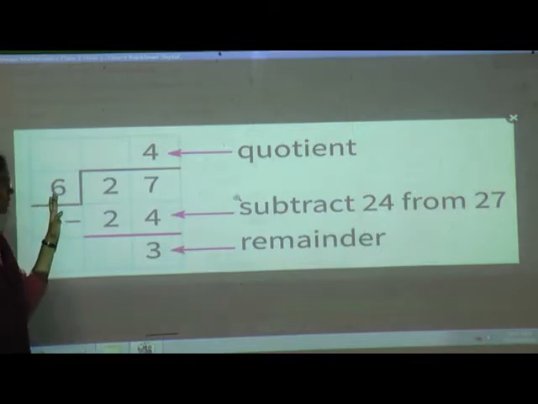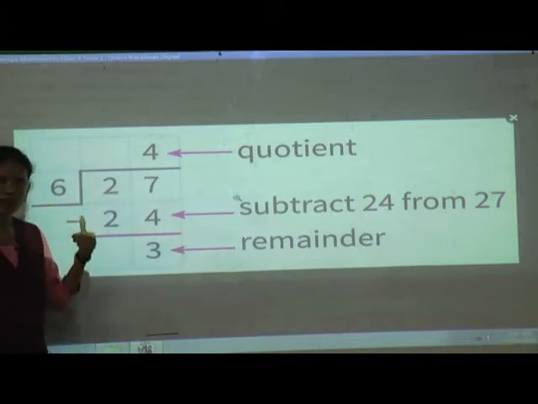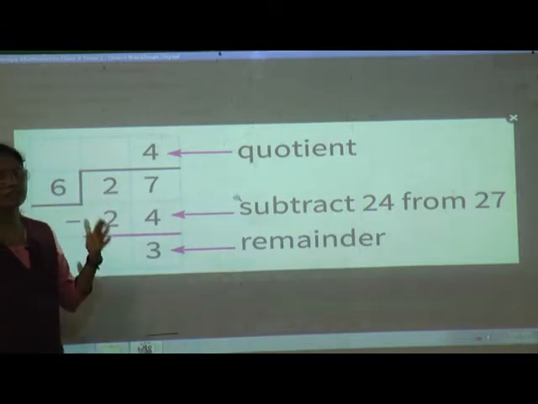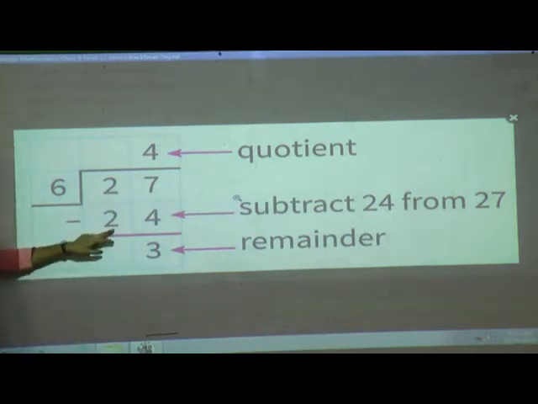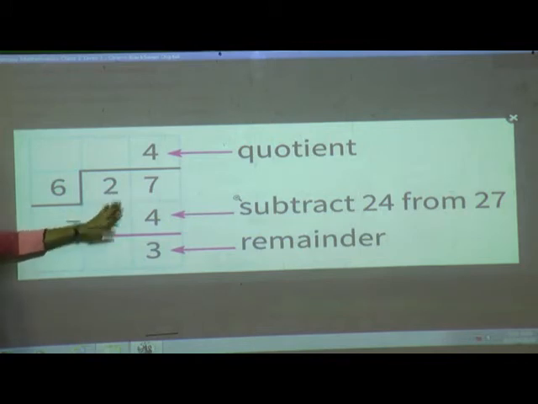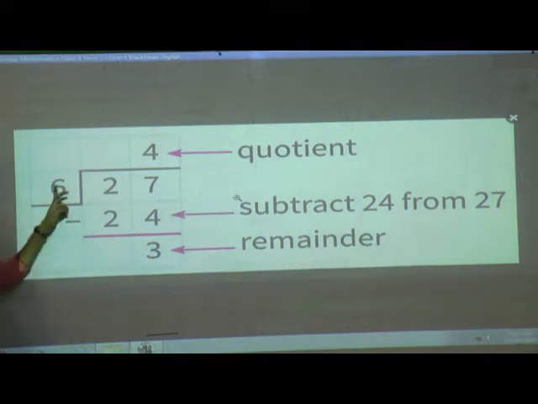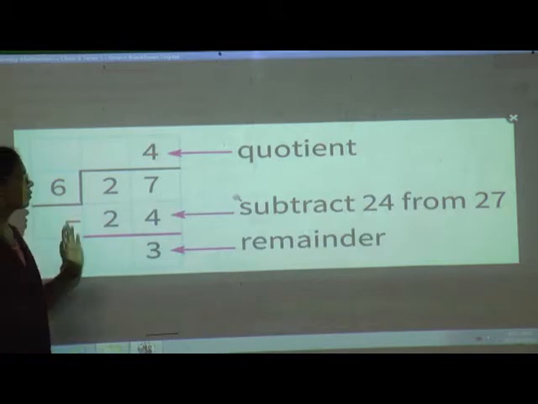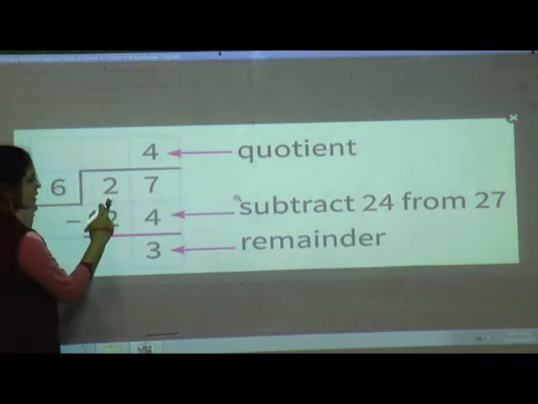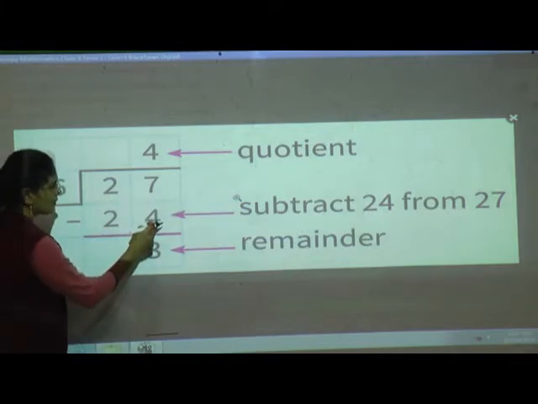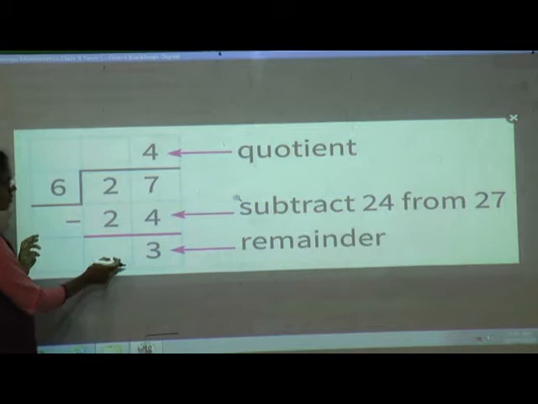Now in the table of 6, if we see the table of 6, 27 is not there. Then what we will do? We will see the smaller number than 27. Which smaller number is there? Smaller than 27, 24 is there. So 6 4s are 24. Now 27 minus 24 we have to do. Here 7 minus 4, 3, and 2 minus 2, 0.